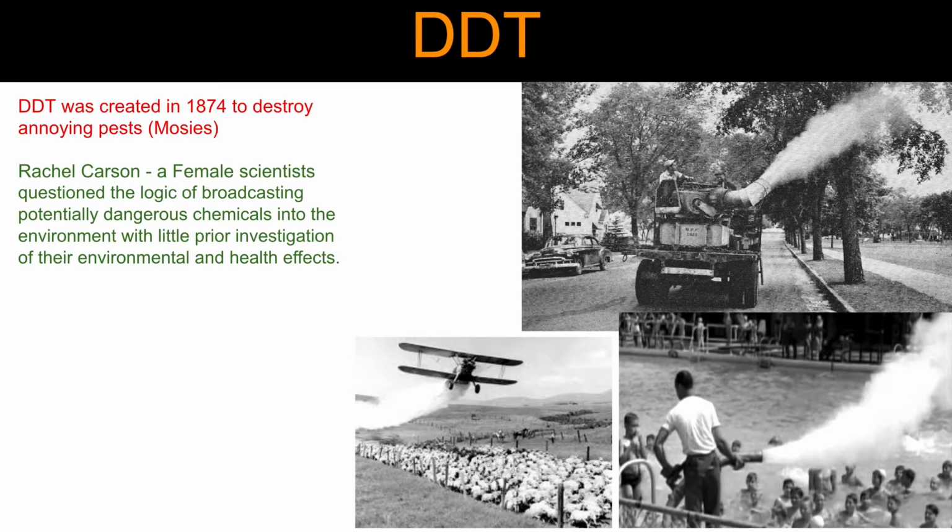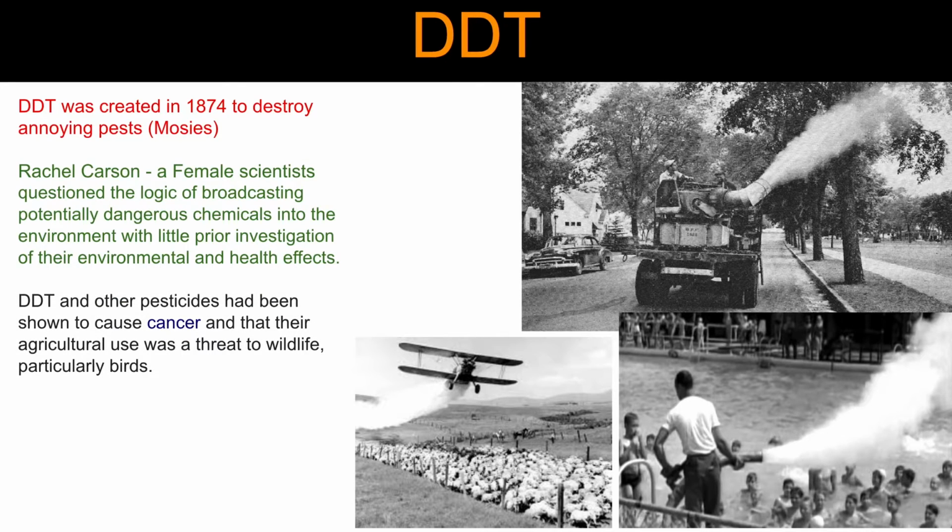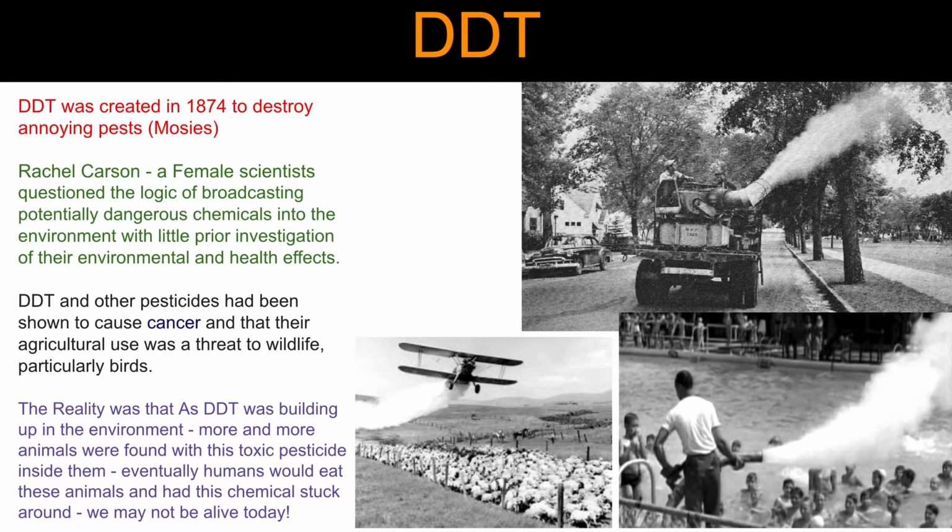There was actually the first time there was a female scientist named Rachel Carson. A female scientist questioned the logic of broadcasting potentially dangerous chemicals into the environment with little or prior investigation. They really didn't do very much research on this and their health effects. DDT and other pesticides have been shown to cause cancer, that their agricultural use was a threat to wildlife, particularly to birds. And so actually what's starting to happen is as this chemical is being used year after year after year, more and more animals were starting to die. And in those animals we found DDT. And we're talking like lots of years, hundreds of years later really. And finally this lady said, guys, we got to stop using this because eventually it's going to get into us. She was right and proved right, and they eventually said no more DDT.